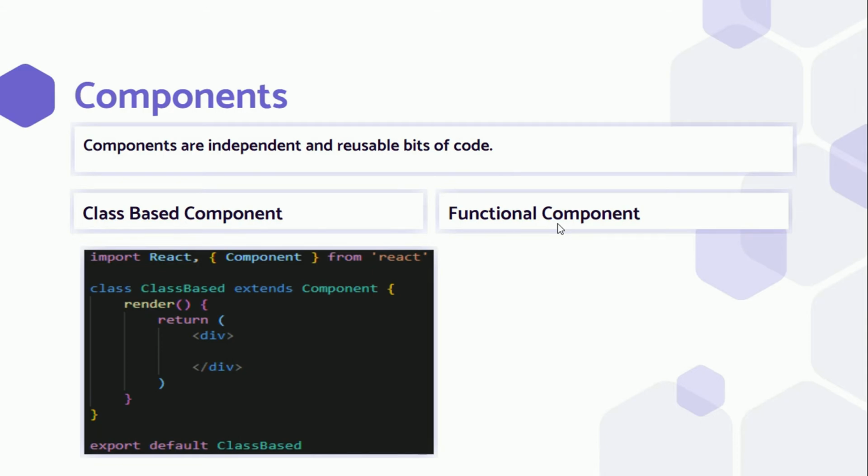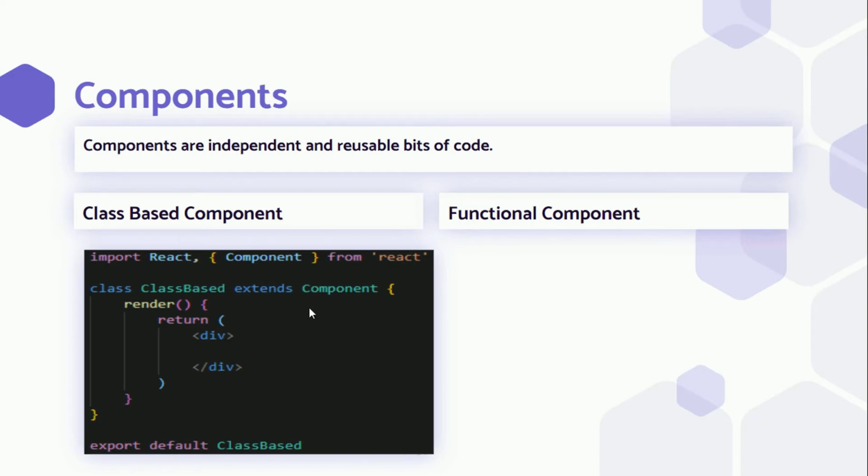And in the lecture on classes, we learned that to declare a class, we have to write the class keyword. After that, we have to write the name of that class, and the class name should start with a capital letter. So here we can see ClassBased. We are creating one class with the name ClassBased, and after that we are extending the properties of this Component class. So here, using the keyword extends, we can implement inheritance.